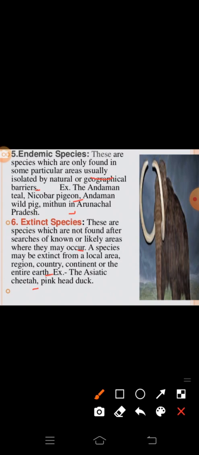Then you have near threatened, which are close to a kind of threat that they might be threatened in the near future. Least concern means they are abundant in huge amounts, for example ducks, pigeons, cats, dogs. So all these are least concern species. That means we are not much bothered about the extinction of these species.